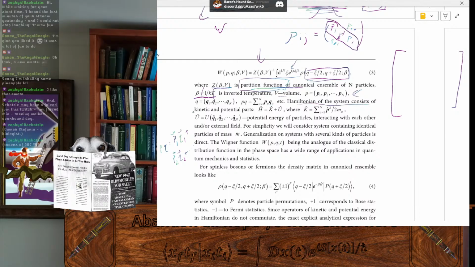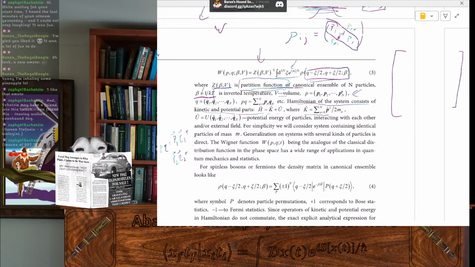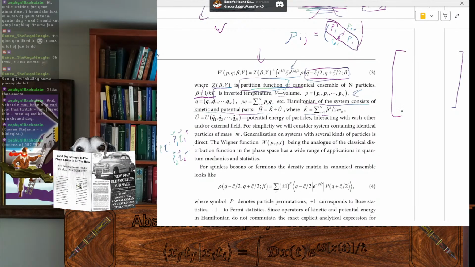The Hamiltonian of the system consists of the kinetic and potential parts. Again, a Hamiltonian is kinetic energy plus potential energy, where kinetic energy is the sum over all particles of p squared over 2m. This is just the kinetic energy to momentum relationship. The potential energy is the potential energy of each of the individual particles interacting with each other and or external fields. We don't really have enough information to talk about what that potential energy is. For simplicity, we'll consider a system consisting of identical particles of mass m. Generalization to a system with several kinds of particles is direct.